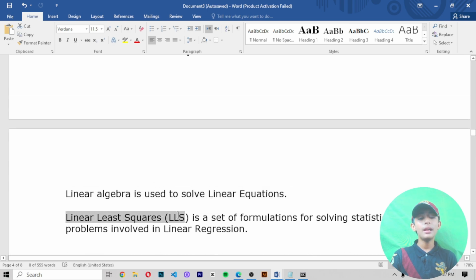Linear least squares, LLS, is a set of formulations for solving statistical problems involving linear regression.